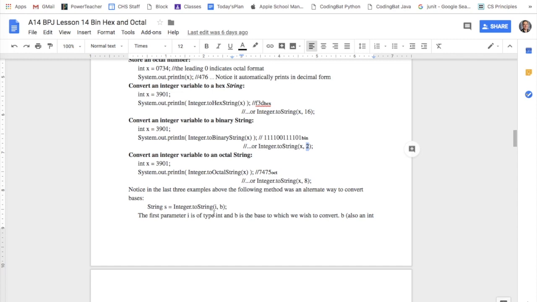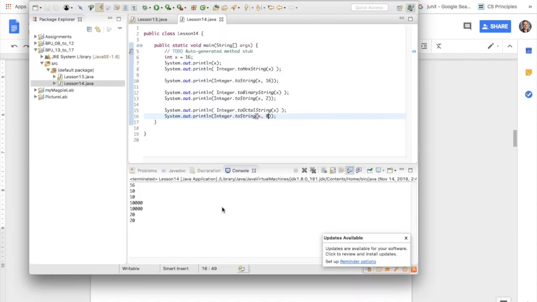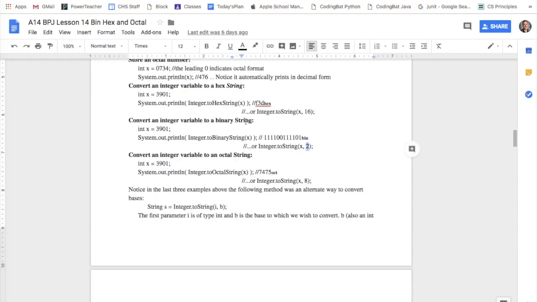Let's see, and we could pick any base we wanted up to the number 36, since we could come up with 36 different characters. So we could also do this same thing with the 36 for the base, and that would go all the way up to the letter Z. So 16 here would be a G, because that's the next letter up.